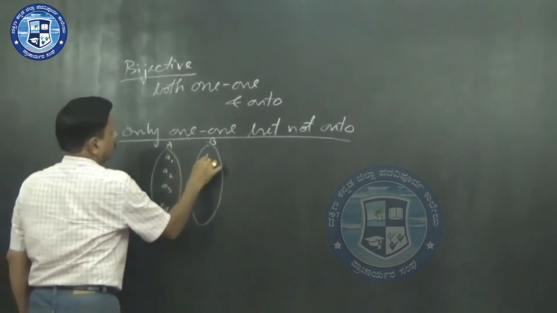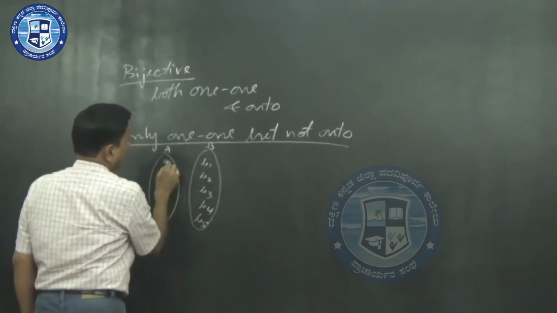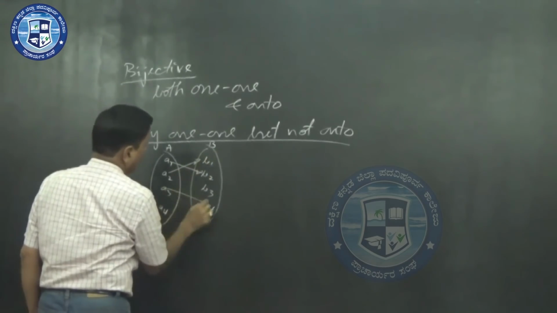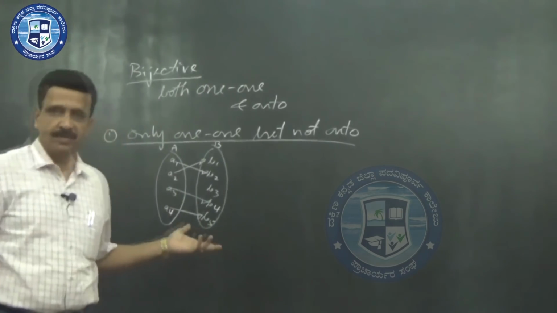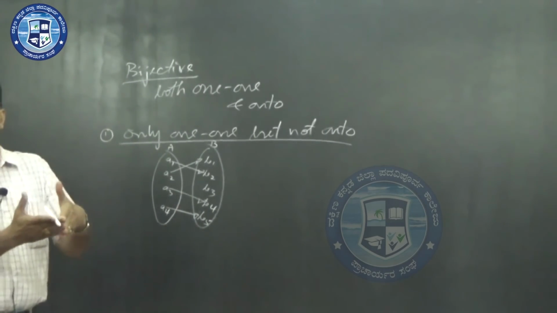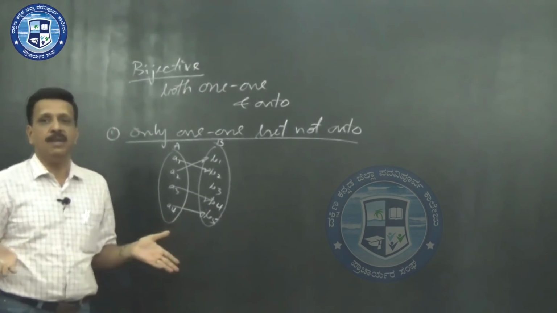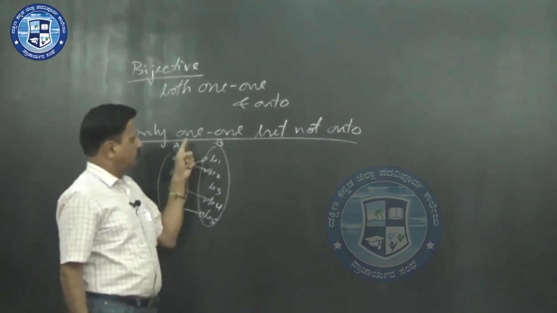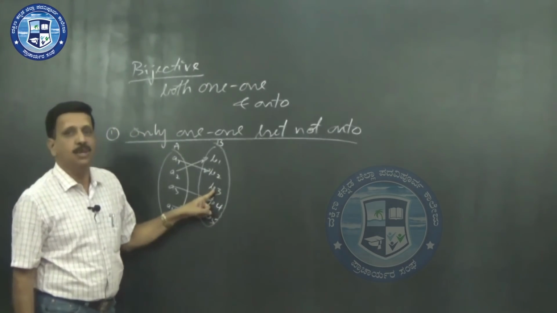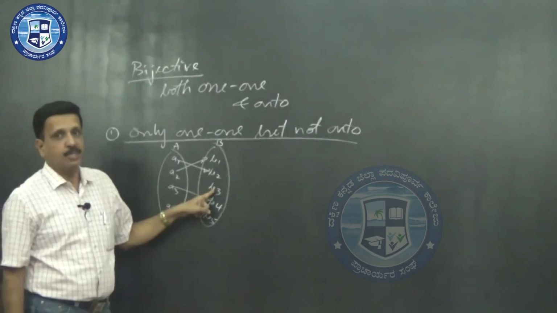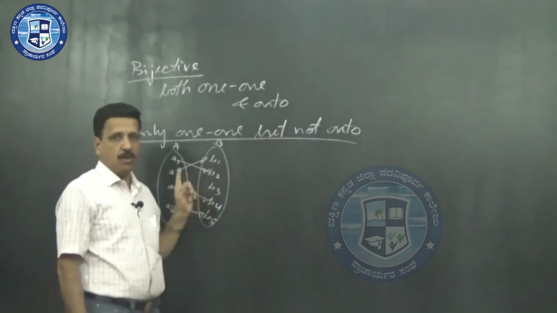A1, A2, A3, A4, B1, B2, B3, B4, B5. Say A1 to B2, A2 to B1, A3 to B4, A4 to B5. You know that this is a 1-1 function. It is a function first of all, and there is no convergence, therefore it has to be 1-1. But it is only 1-1, not onto, because see, B3 is left out. Therefore it is not onto. If at all it has to be onto, every element of set B has to be considered. But B3 is left out, therefore it is not an onto function.